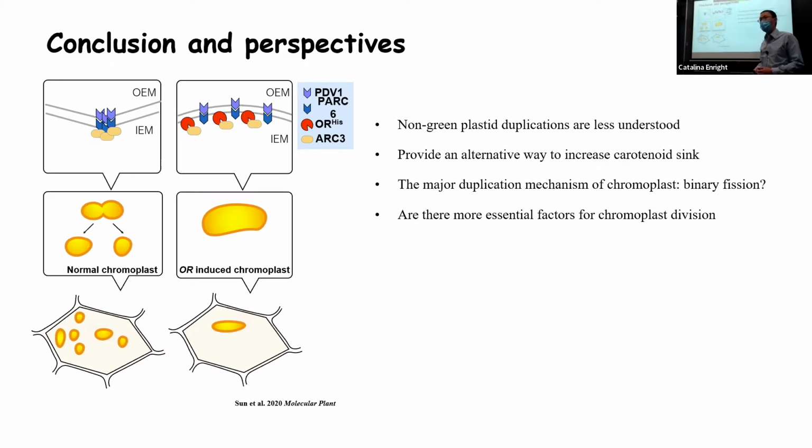Some chromoplasts may develop directly from proplastids. They may use a different mechanism, like binary fission or a bundling mechanism. For this study, we only tested the interaction between PX6 and AX3, so we still don't know whether there are any more factors involved in chromoplast division, especially when ORH does not exist.